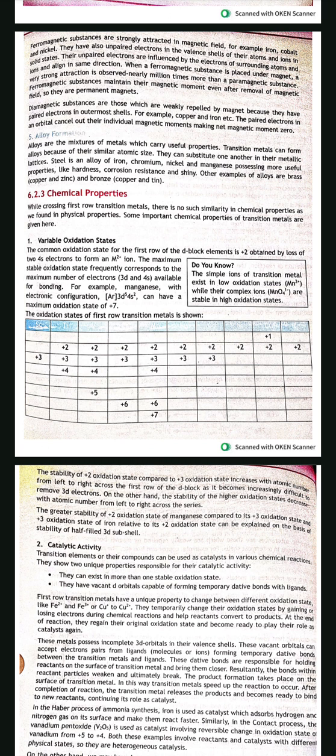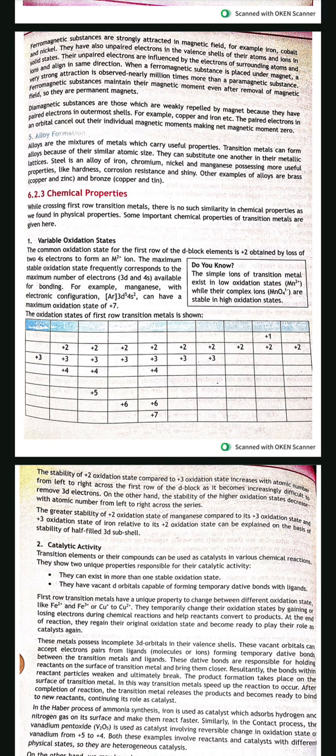Ferromagnetic substances are strongly attracted by a magnetic field, for example iron, cobalt, and nickel. They also have unpaired electrons in the valence shell, and the unpaired electrons are influenced by the electrons of surrounding atoms and ions and align in the same direction. When a ferromagnetic substance is placed near a magnet, a very strong attraction is observed, nearly a million times more than for a paramagnetic substance. Ferromagnetic substances maintain their magnetic moment even after removal of the magnetic field.